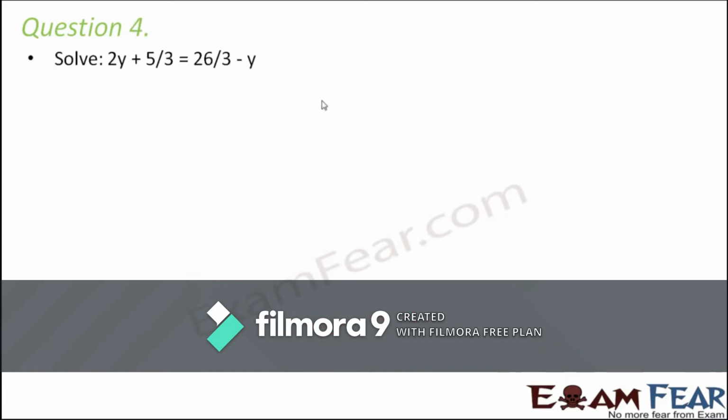Question number 4. Solve 2y plus 5 by 3 is equal to 26 by 3 minus y.